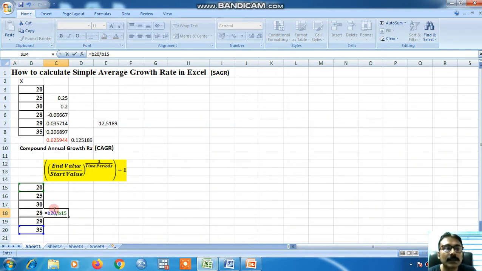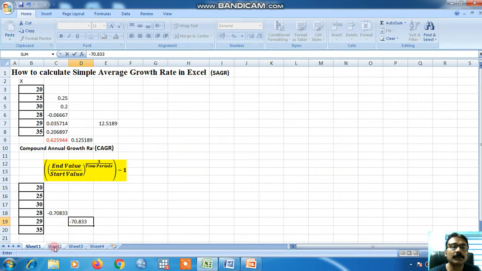Within bracket, write within bracket, whole to the power 1 by time periods. Now the total number of time periods is 6, so 1 by 6, minus 1, you can write it minus 1. Okay, so if we multiply it by 100, it will be minus 70.833. In this way we are able to compute the compound annual growth rate.